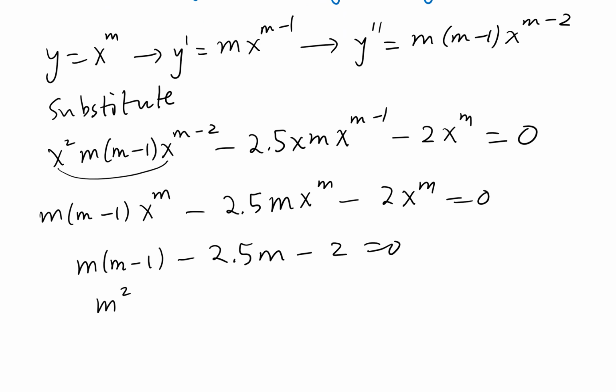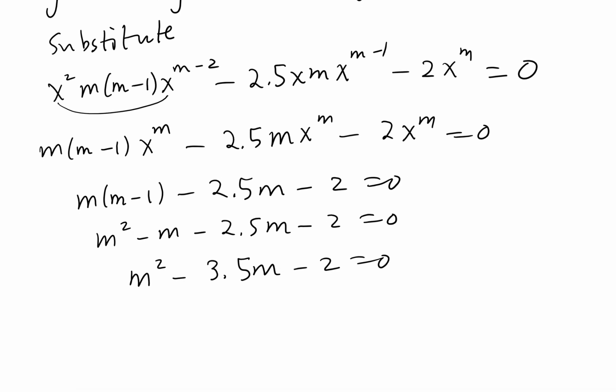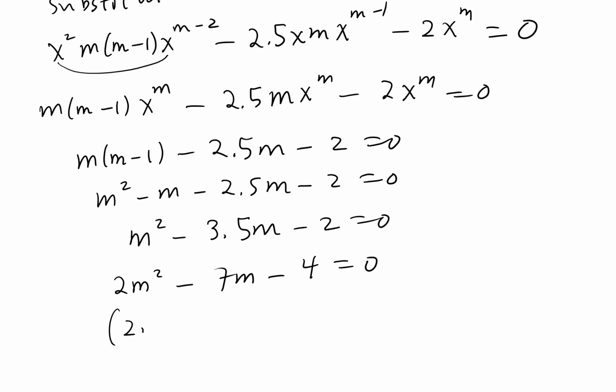Then m squared minus m minus 2.5m minus 2 equals 0. Combine like terms, and you can factor this out. You can multiply by 10 if you like, or by 2, to get rid of the decimal points: 2m squared minus 7m minus 4. And you get 2m plus 1 times m minus 4. So m is negative 1/2 and m is 4.